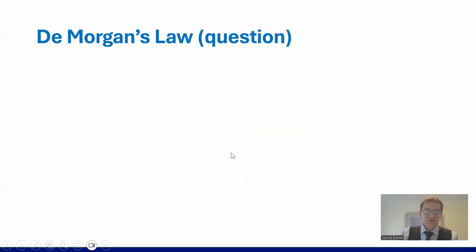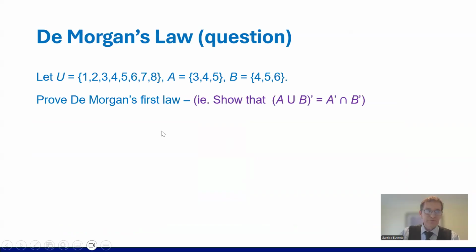So let's do a question on De Morgan's law. It's fairly straightforward. It's like a simplified way of doing a proof. Let U equal 1, 2, 3, 4, 5, 6, 7, 8, and A equal 3, 4, 5, and B equal 4, 5, 6. Prove De Morgan's first law using that information. I.e., we're going to show the complement of A union B equals A complement intersection B complement. So it's a fairly straightforward type of proof.